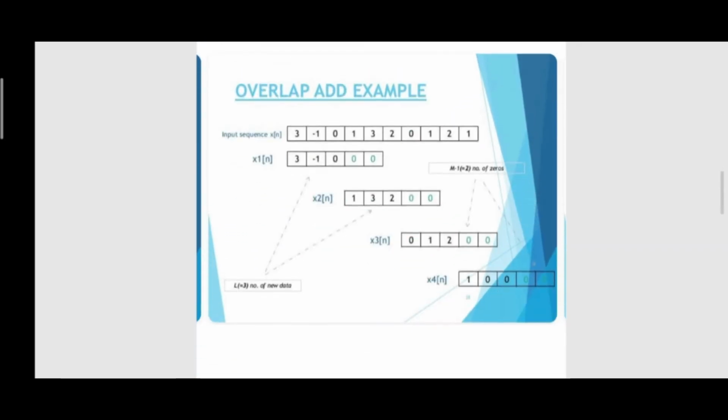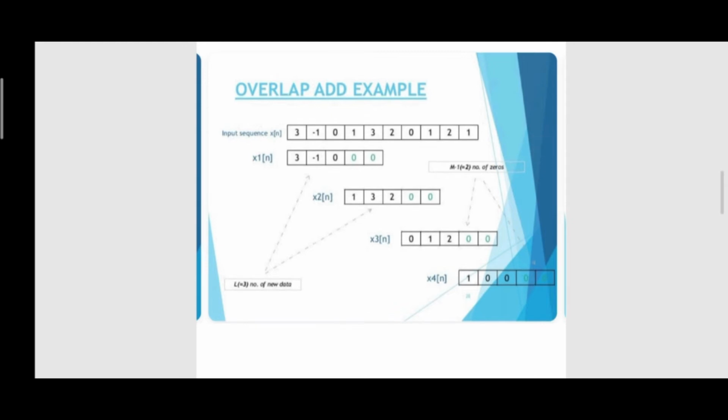Okay. In this overlap add method, first write the input sequence x of n. So 3, minus 1, 0, 1, 3, 2, 0, 1, 2, 1. In this, we have to subdivide this data sequence into x1 of n, x2 of n, x3 of n and x4 of n.